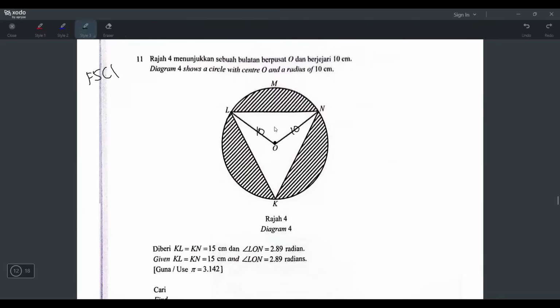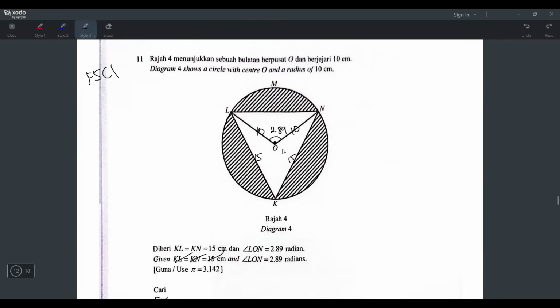And that's all. Then KL, KN is 15. Let's label KL here 15, KN is here 15. LON is 2.89 radian, so here is 2.89. But they give it to you in radian. Actually, if they give you this 2.89, you can find the angle here and also find the angle here, right?